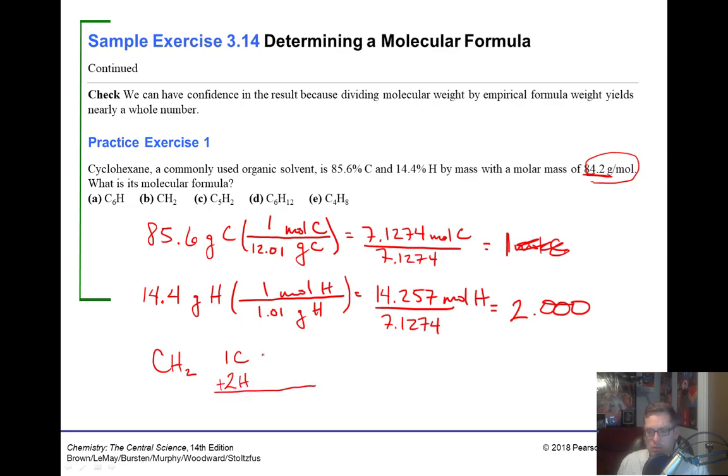Carbon is 12.01, and we have 2 hydrogens, so that's 2 times 1.01. So we get 14.03. Cool. So now all we have to do is take the 84.2 divided by the 14.03, and we get 6.001. So that means we're going to multiply each of our subscripts by 6. Okay, so that means our compound is C6H12.